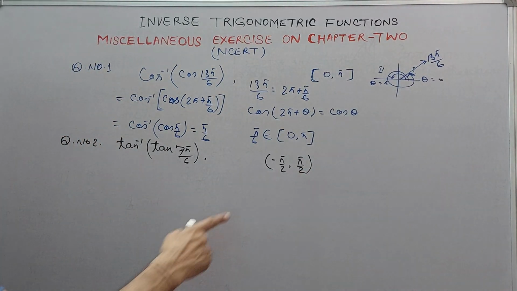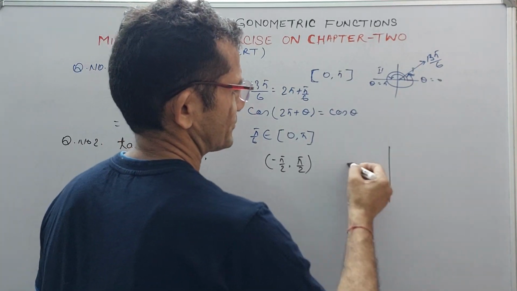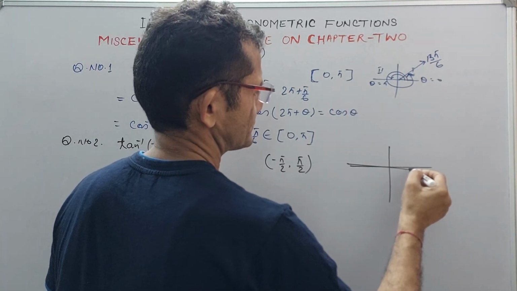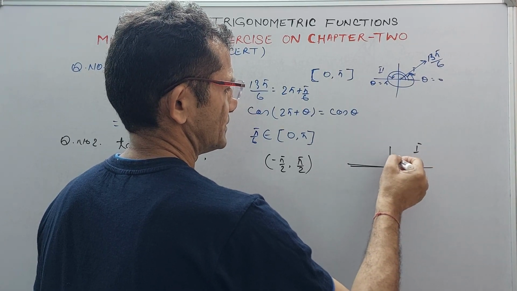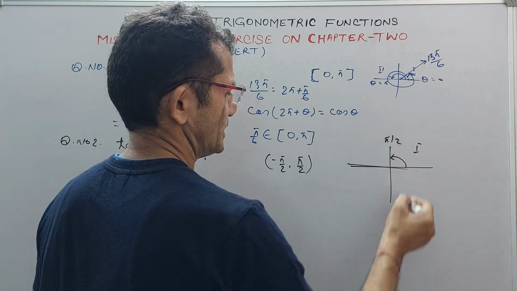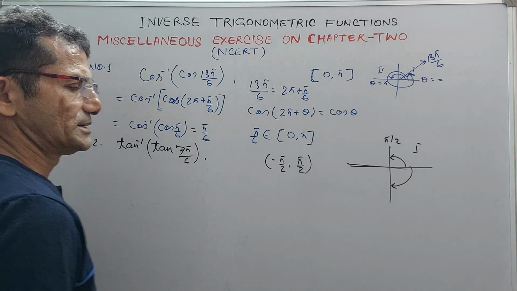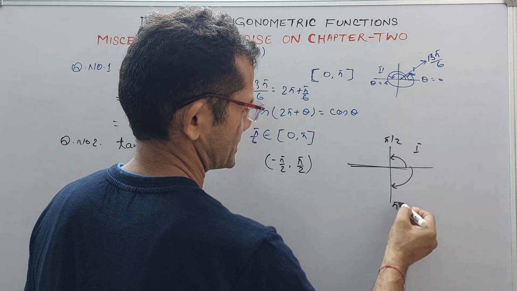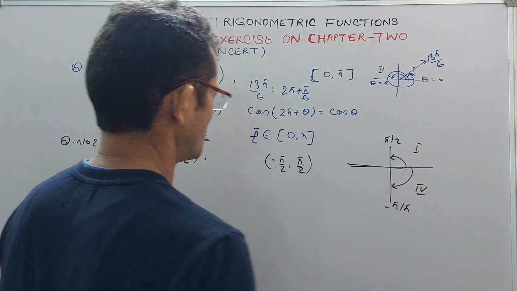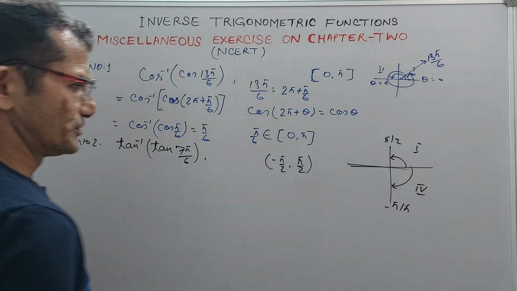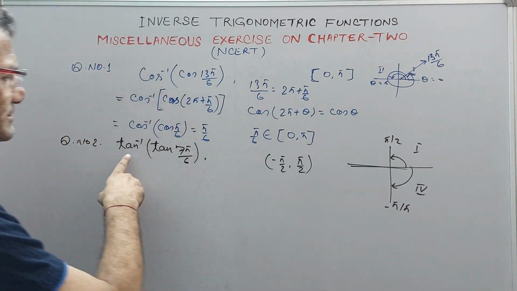So consider only the angles which lie in the first and fourth quadrant. This is the first quadrant, the angle is pi by 2 here, and if I rotate clockwise, then this angle will be minus pi by 2. So this is the fourth quadrant. If the angle lies between the first and fourth quadrant, then it will be in the principal value branch of tan inverse x.